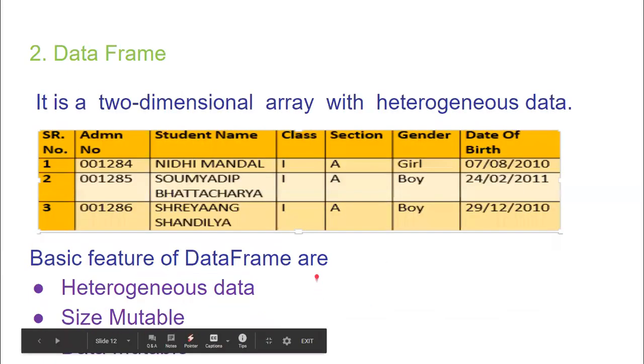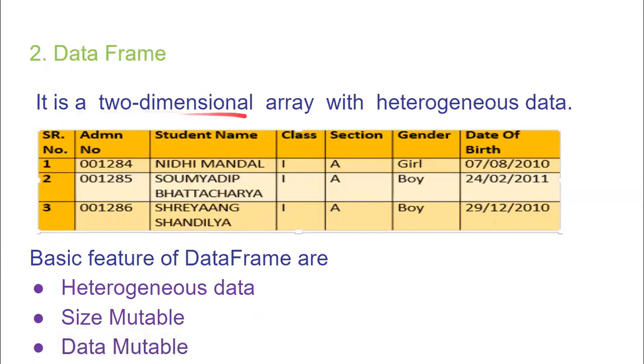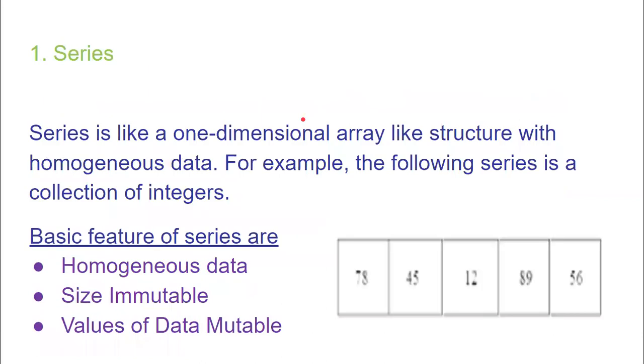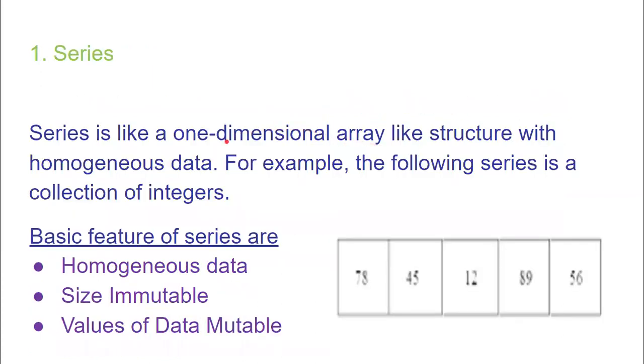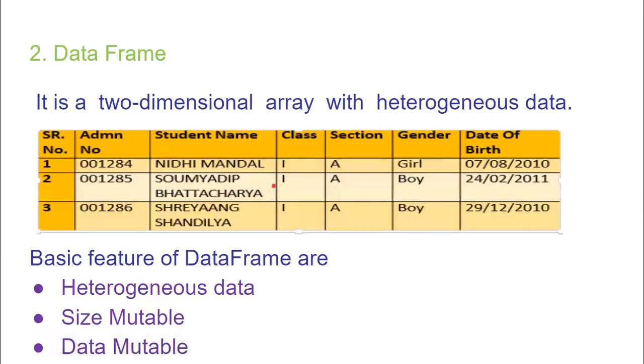Then the next is the data frame. It is a two-dimensional array. Series is a one-dimensional array with homogeneous data, but a data frame is a two-dimensional array with heterogeneous data. So here you can see serial number, admission number, student name, class, section, gender, date of birth.